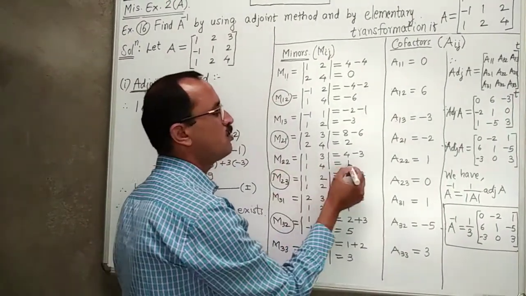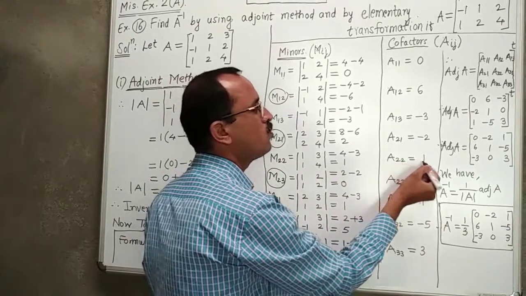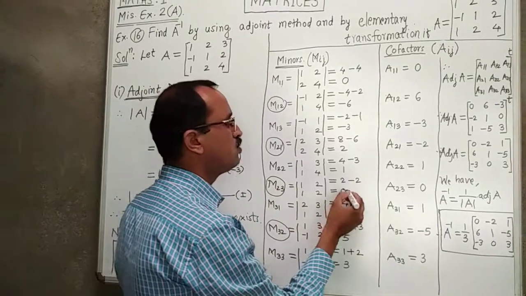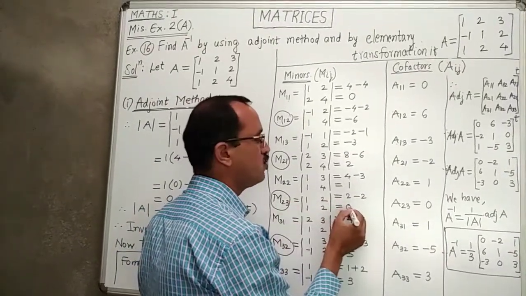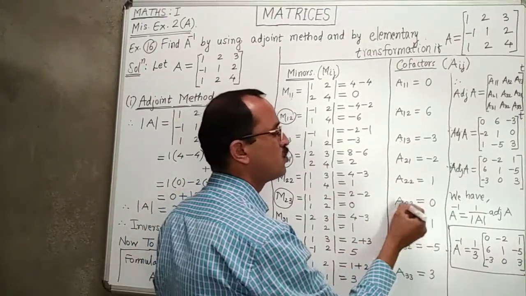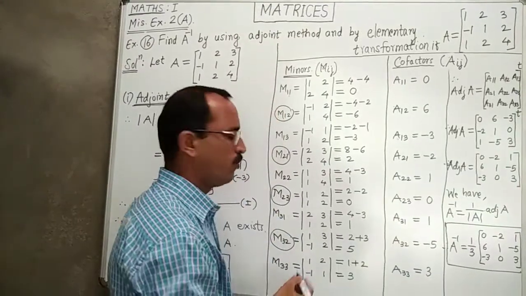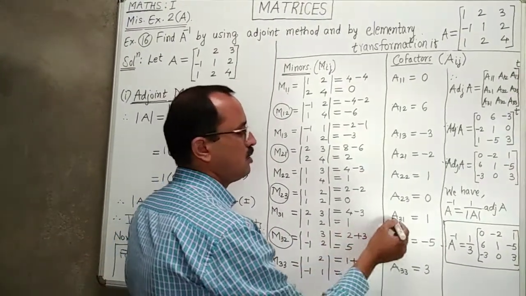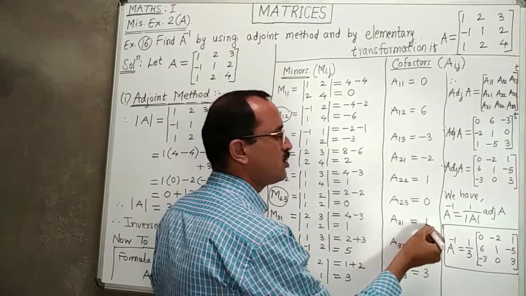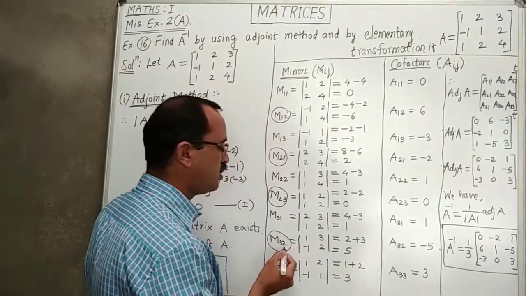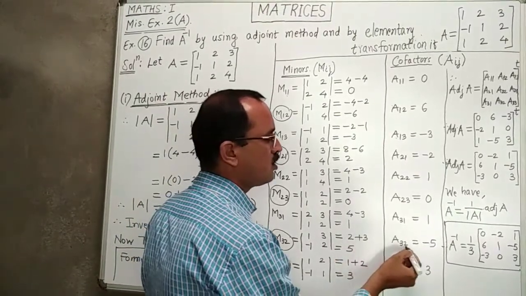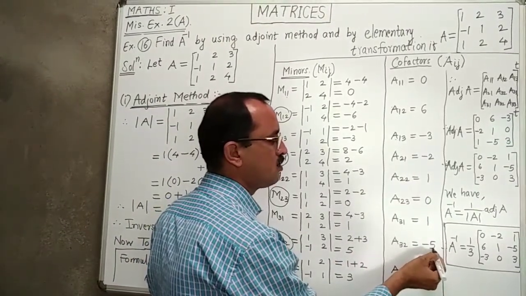Then M22 is equal to 1. Here A22 is equal to 1. M23 is equal to 0. Here we change the sign, but 0 and minus 0 are the same. We write 0. So A23 is equal to 0. M31 is equal to 1. We write the same minor. A31 is equal to 1. M32 is equal to 5. Here we change the sign. A32 is equal to minus 5.